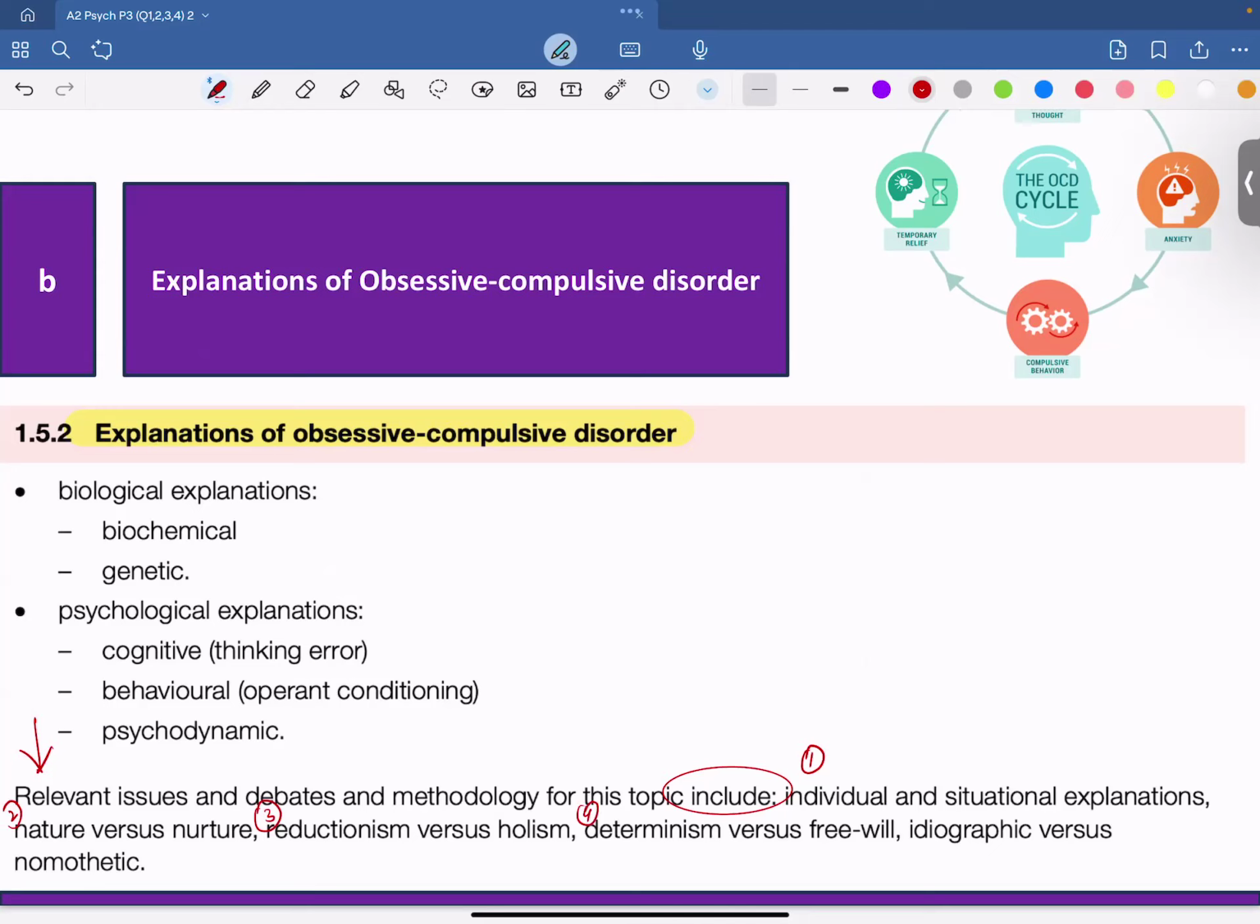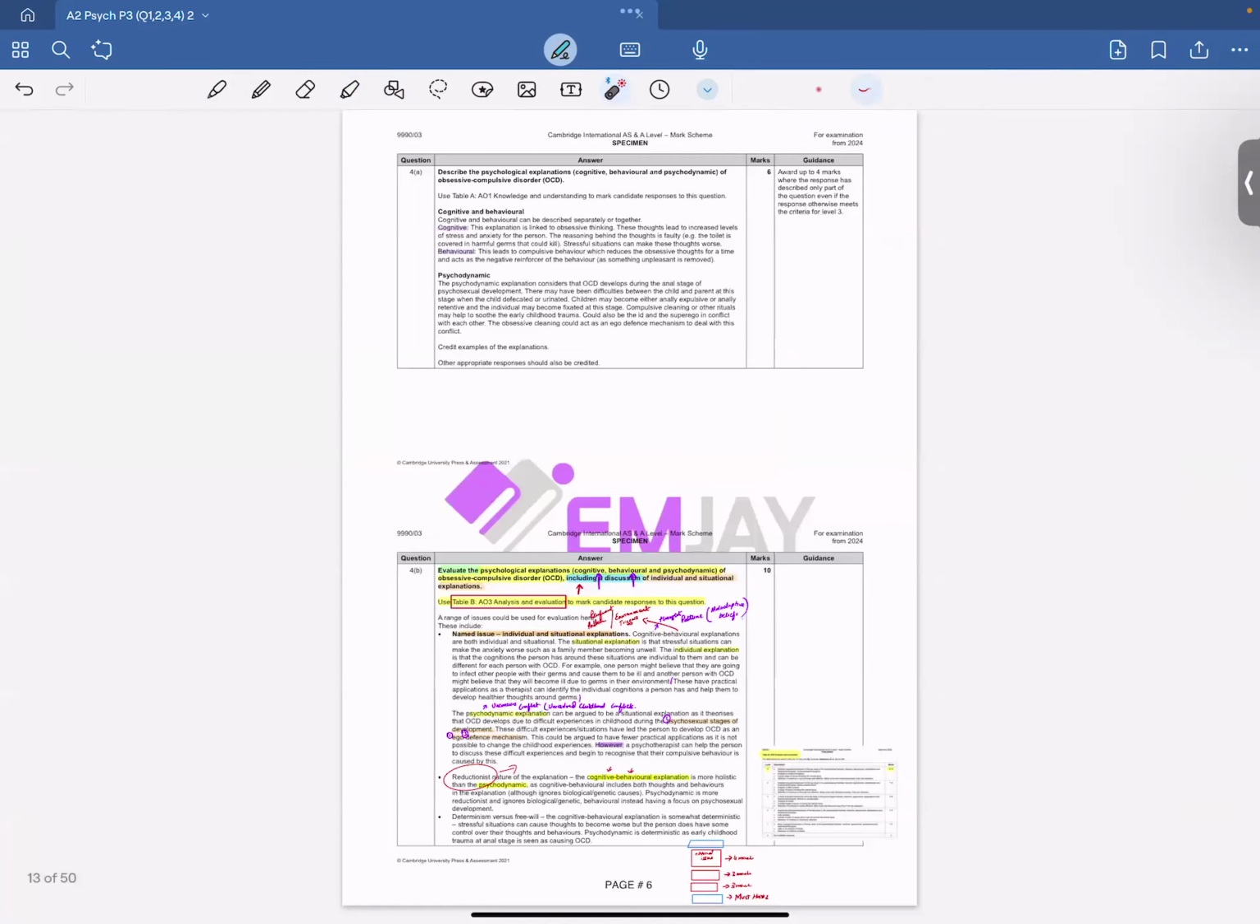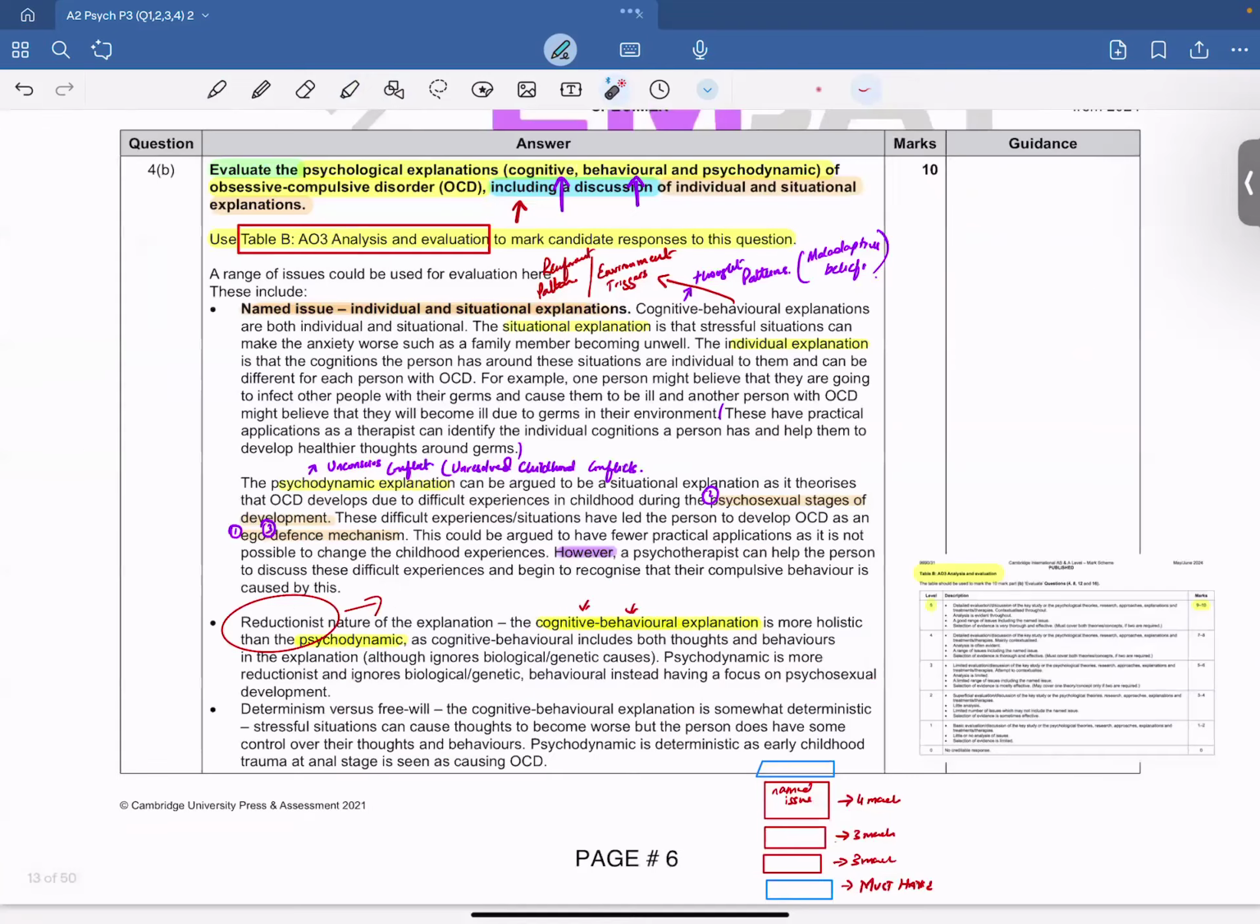Number 4, you could use determinism versus free will. Number 5, you could use ideographic versus nomothetic, etc. I'm adding etc over here because remember, this very clearly specifies include. So this, my dear, was the named issue over here, and this is what we are trying to evaluate the answer on right now. So reductionism versus holism. Having a look at this, this is where we were.